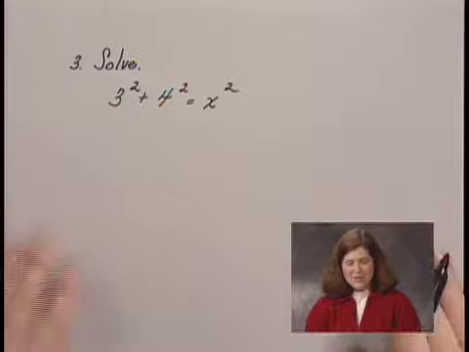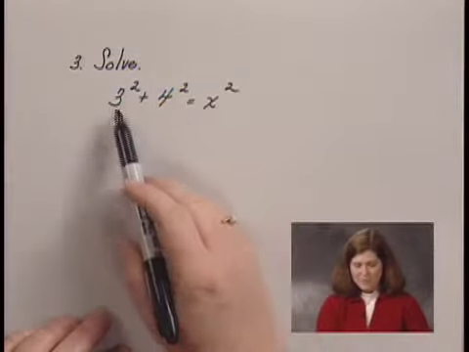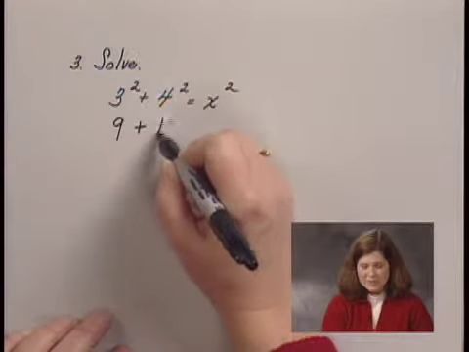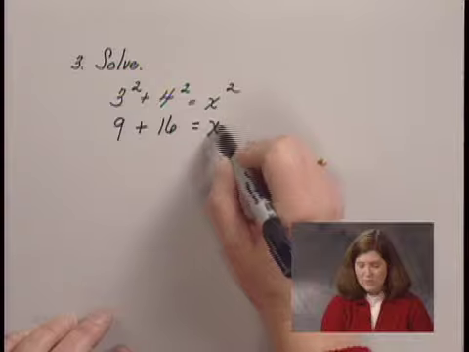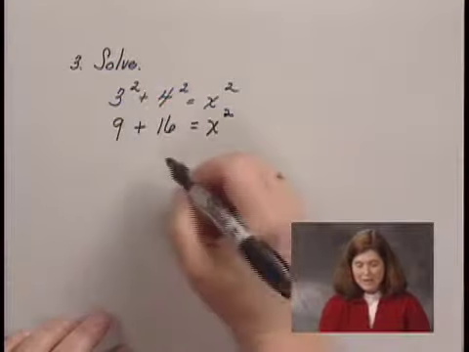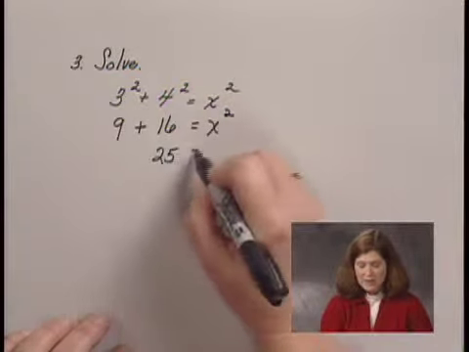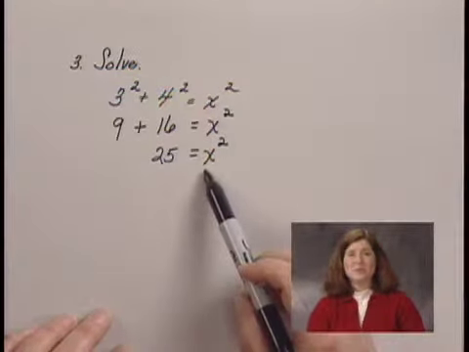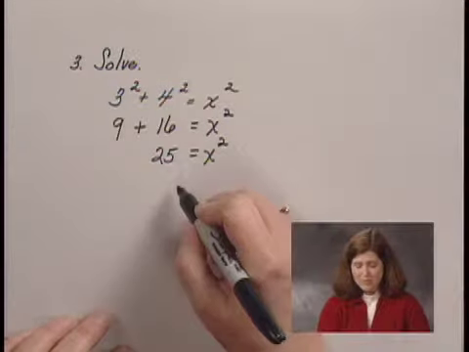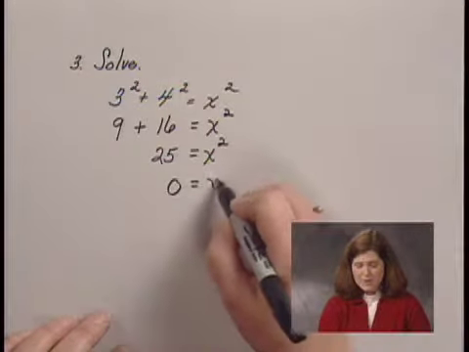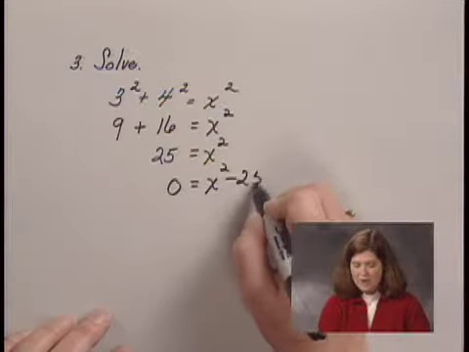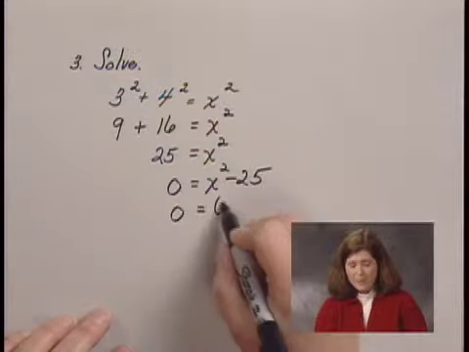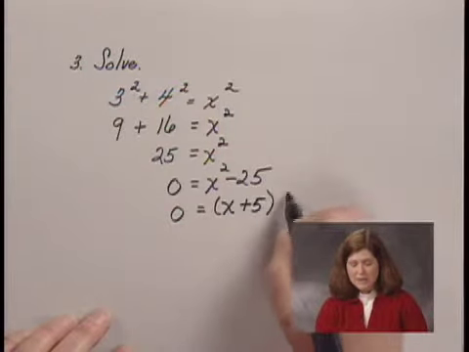the equation. To solve it, we need to first of all simplify this. 3 squared is 9, 4 squared is 16, and we have x squared. Adding 9 and 16, we get 25 equals x squared. Since we have a quadratic equation, we're going to use the principle of zero products. Subtract 25 on both sides. We have 0 equals x squared minus 25. And we factor and get, since this is a difference of squares, 0 equals x plus 5 times x minus 5.